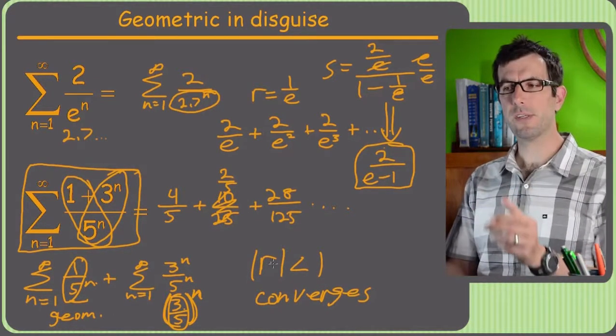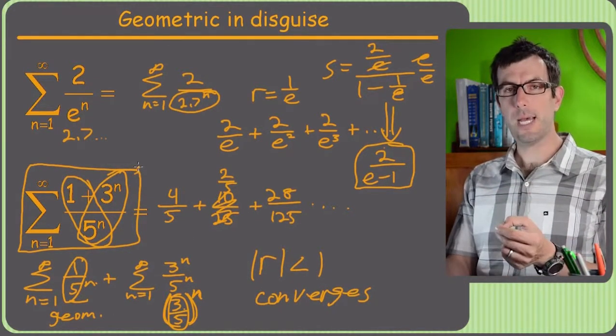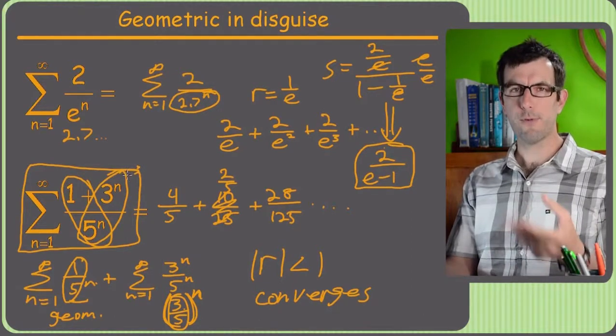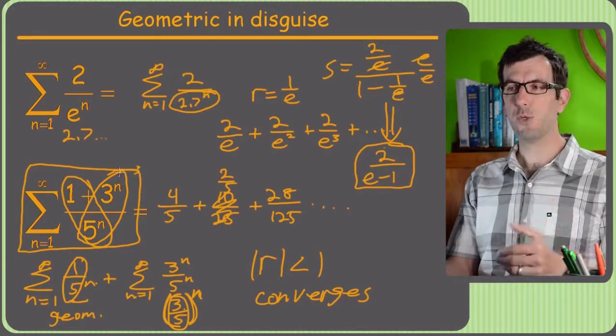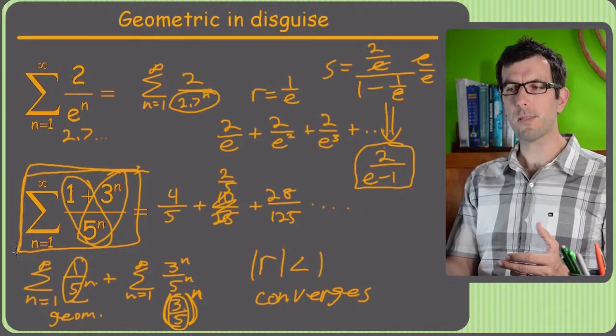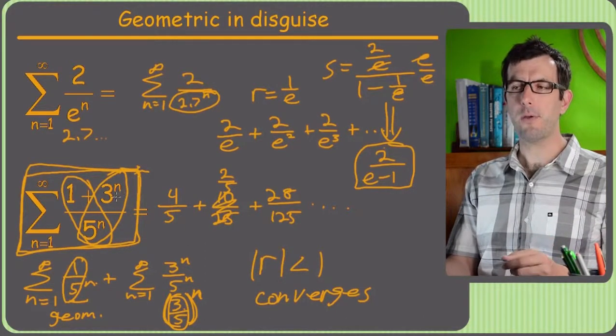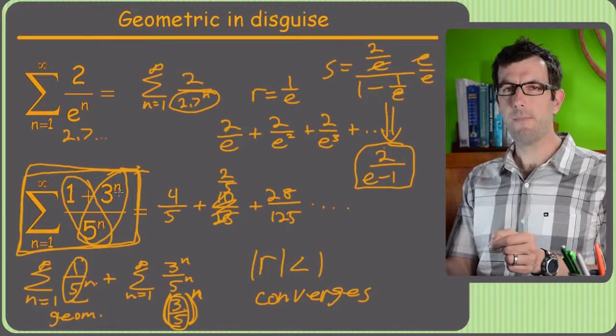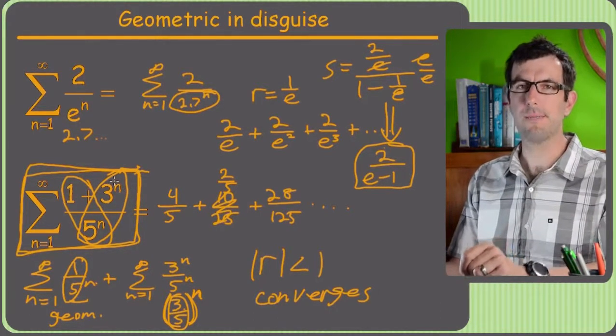So just keep an eye out for this complicated stuff. When you get into the harder tests, meaning the harder convergence tests, the sort of more advanced stuff in this chapter, you're going to start seeing really crazy looking things. But when you come across something like this, you just always want to keep an eye out for numbers raised to the power of n. Might be a geometric series in disguise.